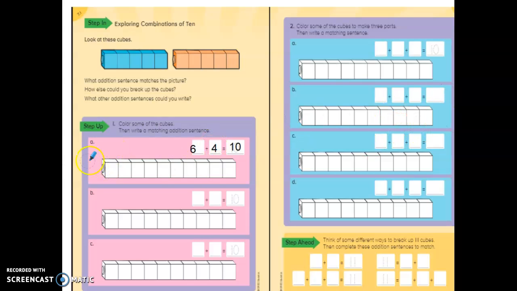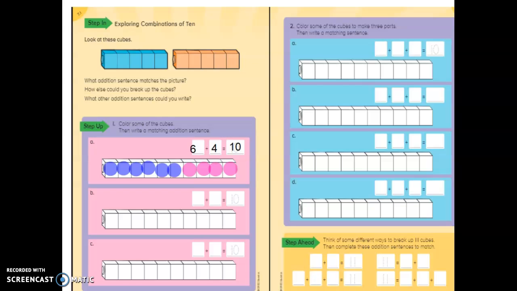Get a little bit smaller. Go. 1, 2, 3, 4, 5, 6. And for a different color. 1, different color. 4. 1, 2, 3, 4. So 6 are blue and 4 are pink, and that equals 10 total. So each one of these is going to have a different combination.